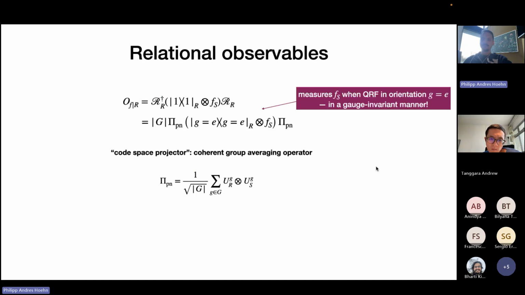And that is interesting because you can now think of this piece in the middle here. This measures this system observable F_S, given that the frame is in configuration, or in the orientation, G equals E, and then you project it onto the gauge invariant part. So it's a gauge invariant way of measuring F_S, given that the frame is in the orientation G equals E. So in that sense, it's a relational observable. Okay. And you can therefore think of really the analog of the logical data on the quantum reference frame side is really the relational description of the system relative to the quantum reference frame.